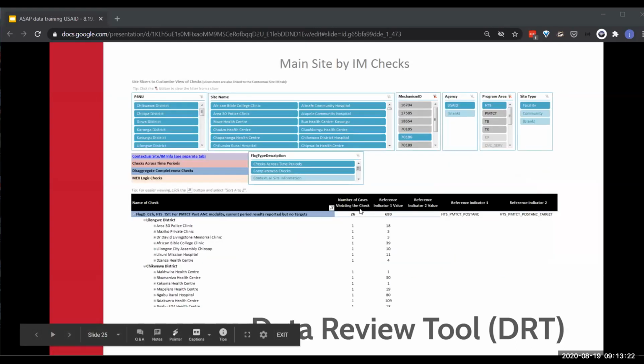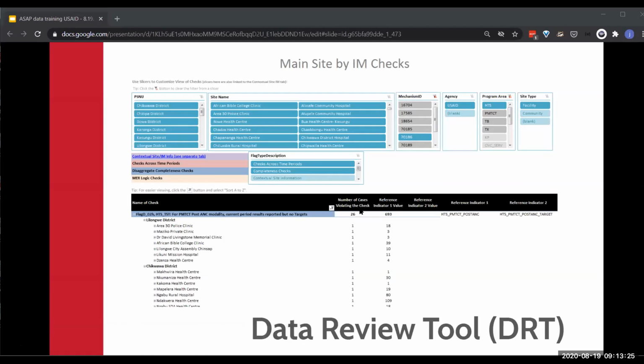So take a look at what this data review tool looks like. Again, because I have a headquarters account, I see lots of different partners. But for you, you would just see the data that your organization had entered in. But it does allow you to look at it by site, and that's the very interesting part about using the data review tool. It does let you look across this. It has a number of different what are called checks. So these are the validations that we talked about. And so you can see the name of the check here is for PMTCT post ANC modality, current period results reported, but no targets.